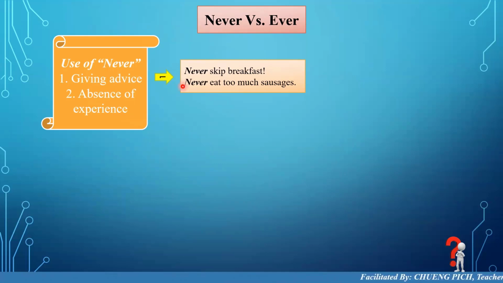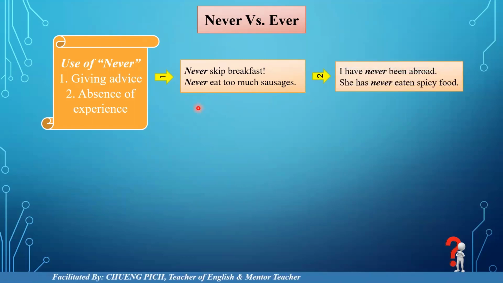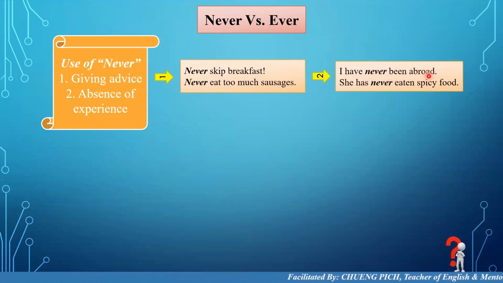Another one is that never eat too much sausages. Okay, don't eat too much sausages. An example for number 2, absence of experience: for example, I have never been abroad. Tell the experience that you never go abroad. So you say, I have never been abroad.